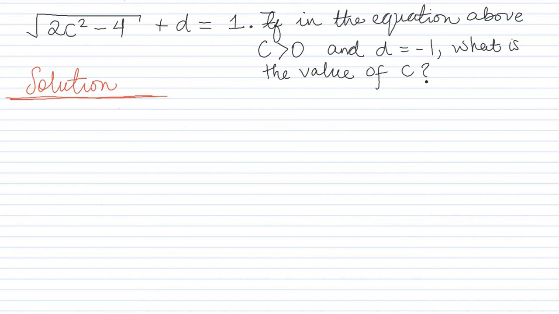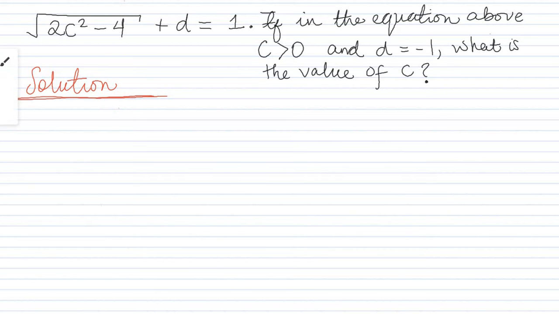So today we're going to be working on the question on the screen, which is the square root of 2c squared minus 4, plus d, equals 1. If in the equation above c is greater than 0 and d equals -1, what is the value of c?